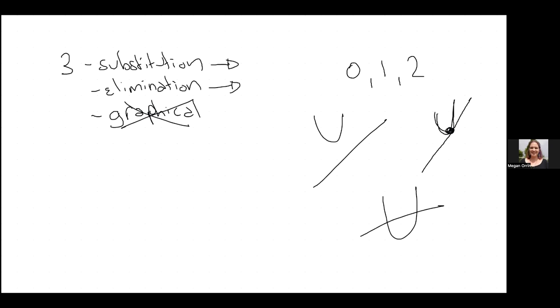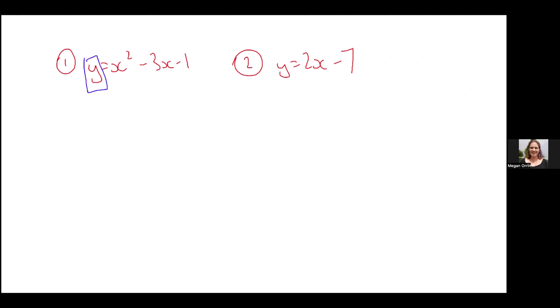All right, so let's look at two different equations. So our first equation is going to be y equals x squared minus 3x minus 1. And our second equation is going to be y equals 2x minus 7. Okay, the easiest way to do this, I'm going to use substitution. I'm going to say y is 2x minus 7. So I'm just going to put them together and say 2x minus 7 equals x squared minus 3x minus 1.